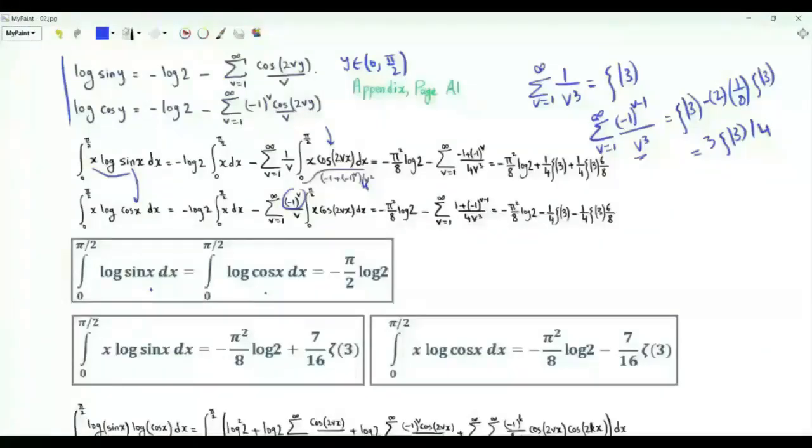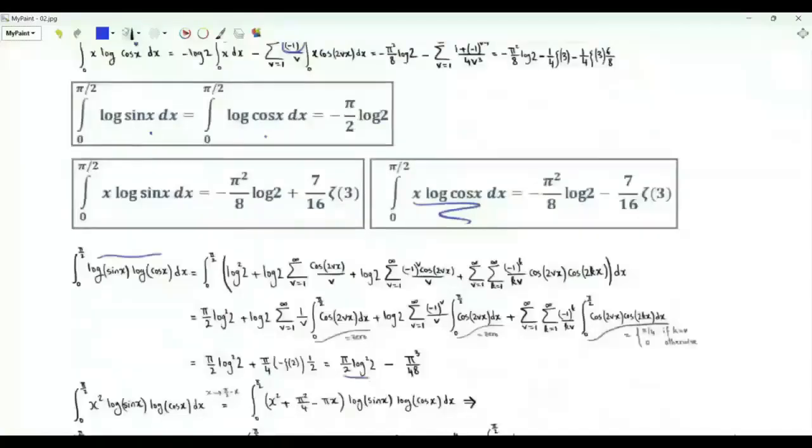We have these two integrals from previous work. Now we have the four integrals x from 0 to pi over 2 of log sine x, log cosine x, x log sine x, and x log cosine x. We can also use these representations to evaluate the integral x from 0 to pi over 2 of log sine x times log cosine x. It is equal to pi times log 2 squared over 2 minus pi cubed over 48.